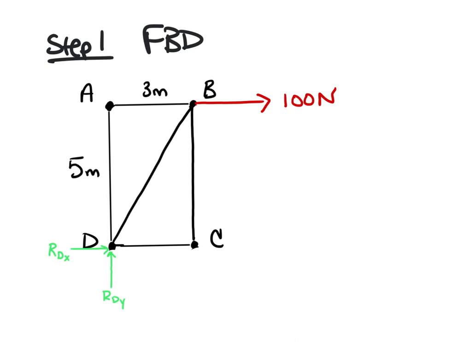Now, again, these directions are assumed. I don't know if RDX is really to the right. I don't know if RDY is really up. We're going to let the physics work it out for us and tell us if our assumptions were correct or not. Okay? And if your assumptions are incorrect, it's not a big deal.